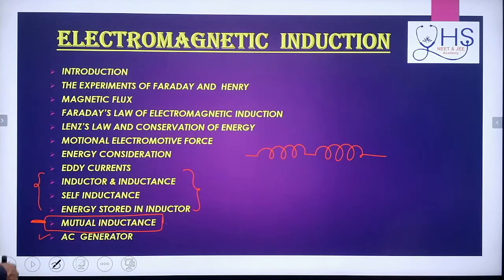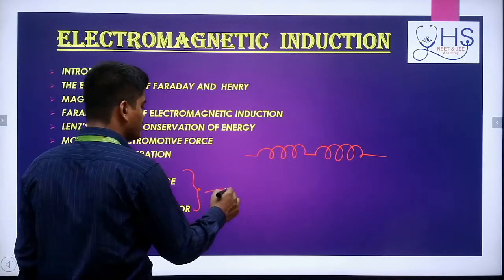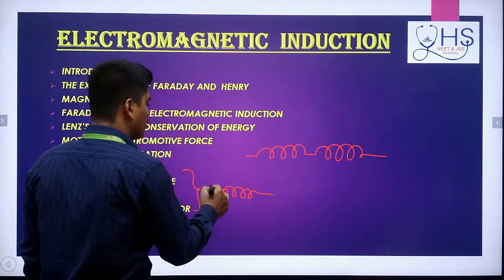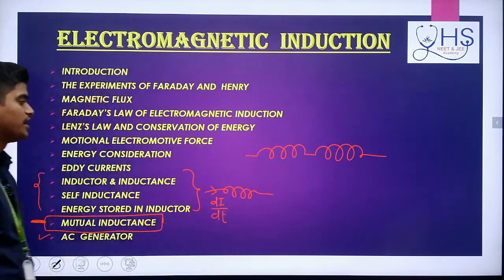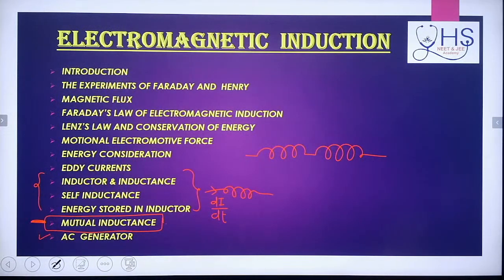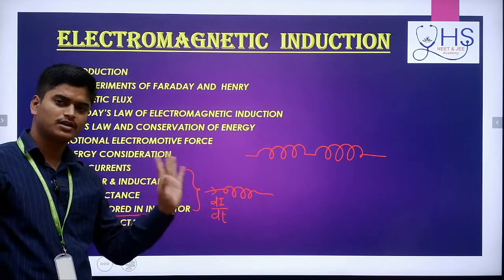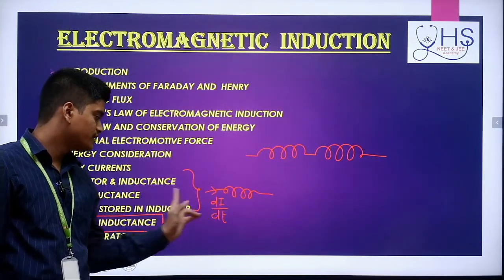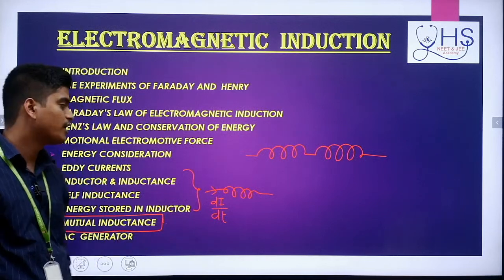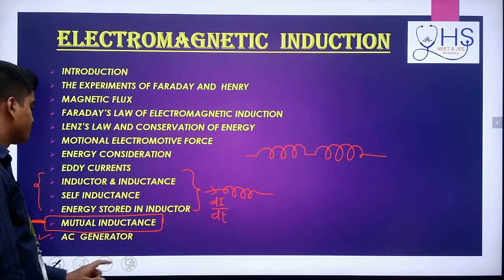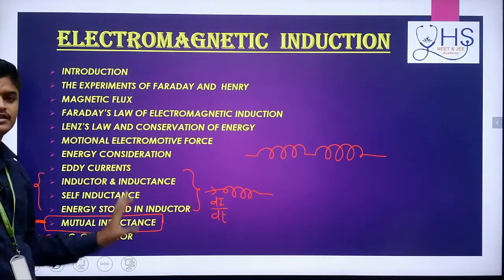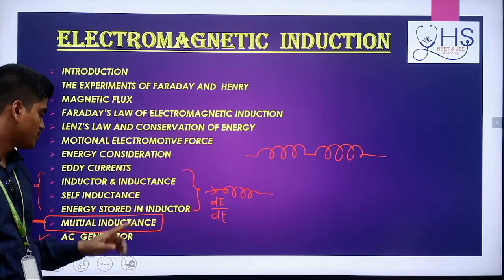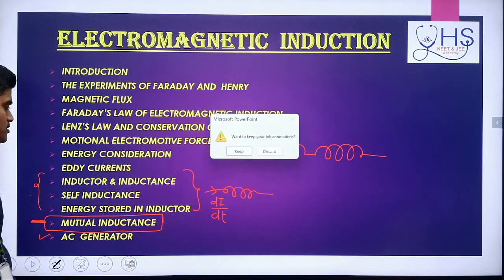I have already explained what self-inductance is. When there is one coil and the current changes in this coil, then an EMF is induced in the same coil itself, so that's why it is called self-inductance. I have already given the idea and the formula also. So let's come to MCQ questions based on inductance. After that, we'll come to mutual inductance.